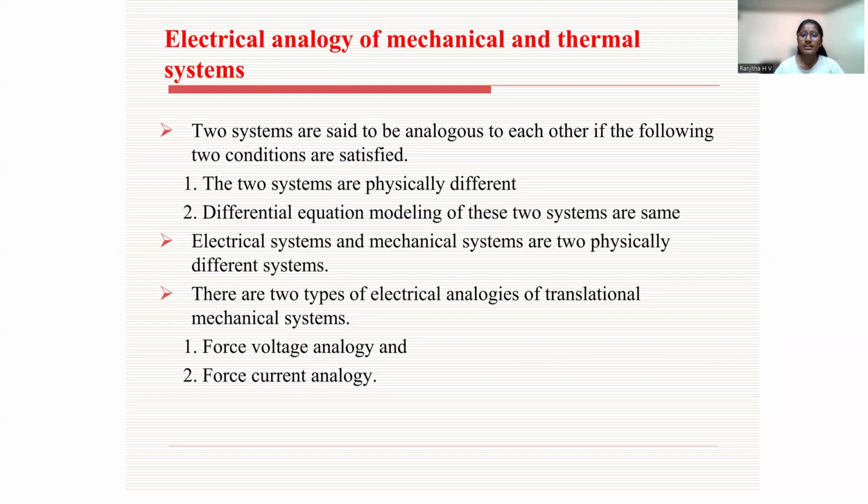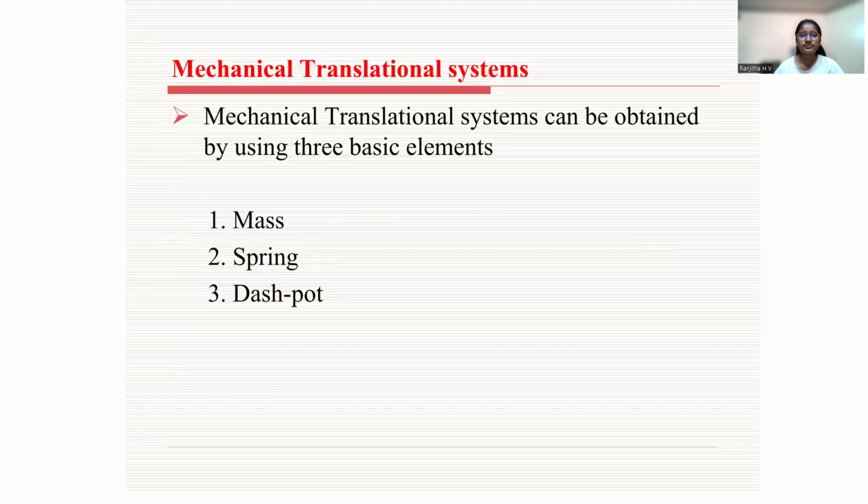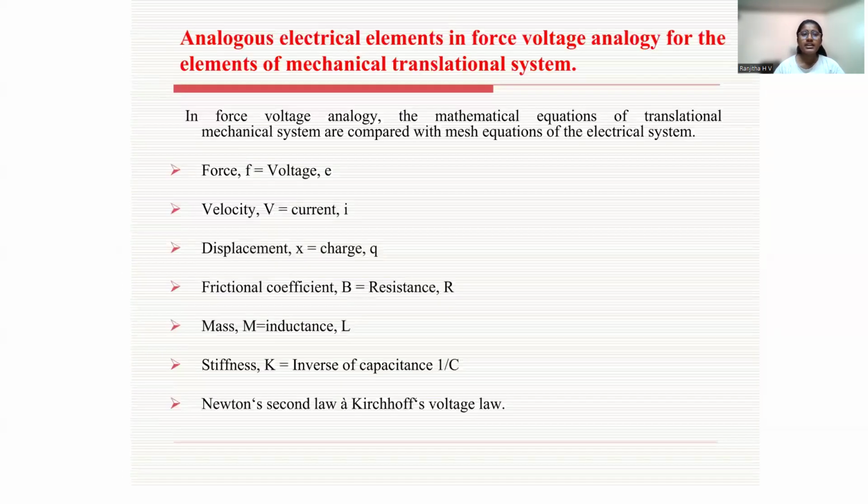There are two types of electrical analogy of the translational mechanical system: the force voltage analogy and the current voltage analogy. In this, the mechanical translational system has three basic elements: mass, spring, and dashpot. In force voltage analogy, the mathematical equations of the translational mechanical system are compared with the mesh equations of electrical systems.